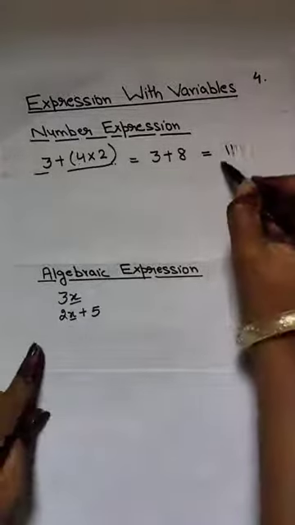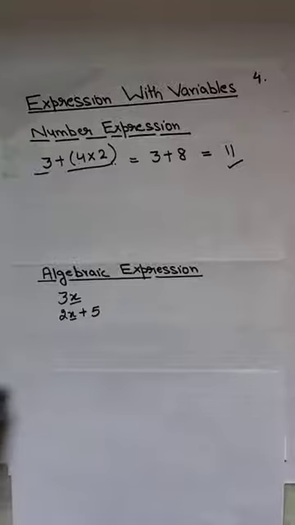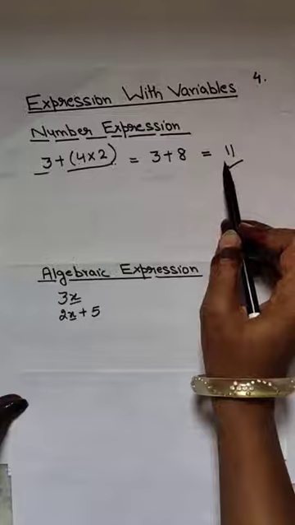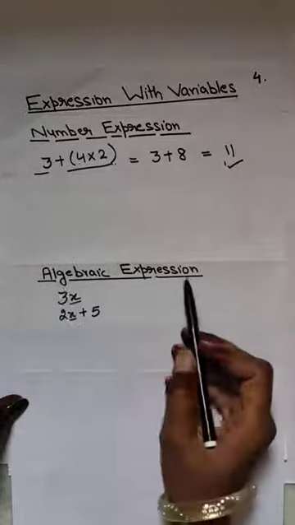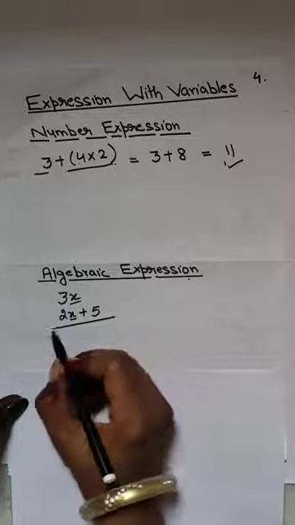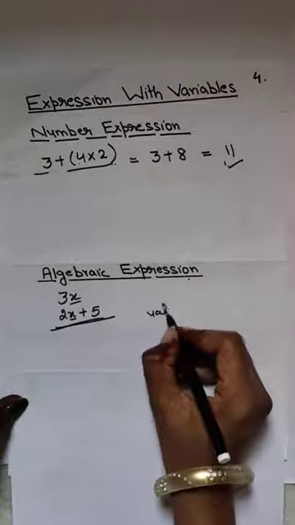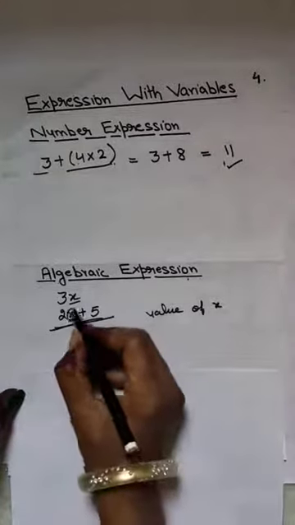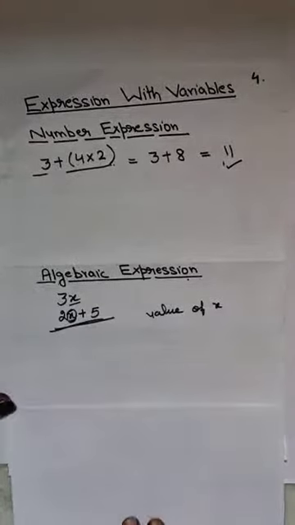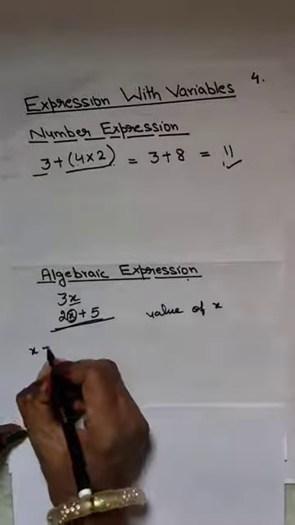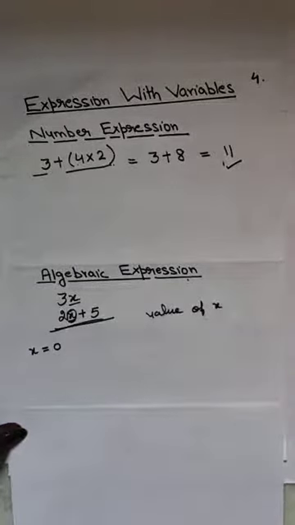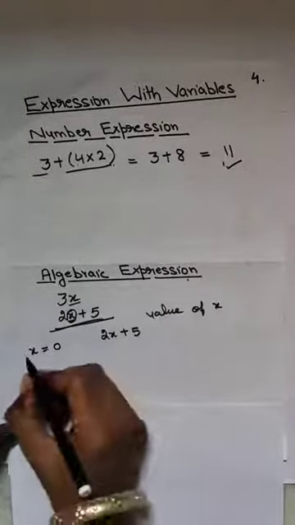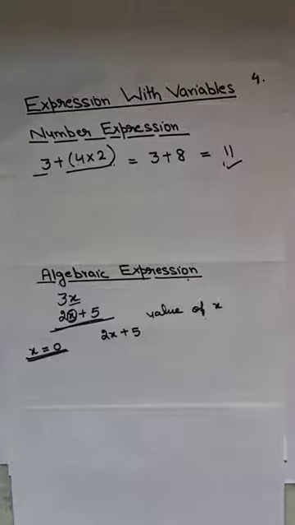It is very easy to calculate number expression. We can easily find out the value of numerical expression, but in algebraic expression we can calculate it only when we have the value of x. If we are not having the value of x, then we cannot calculate it. Now suppose we have x equal to 0. Okay, our expression is 2x plus 5 and x equal to 0. This is our value of x.